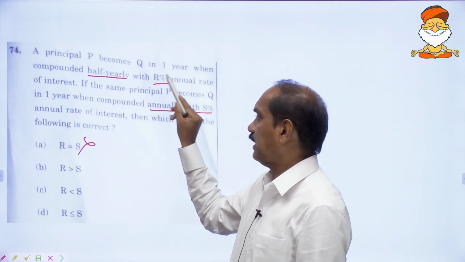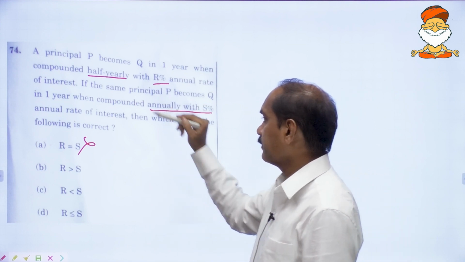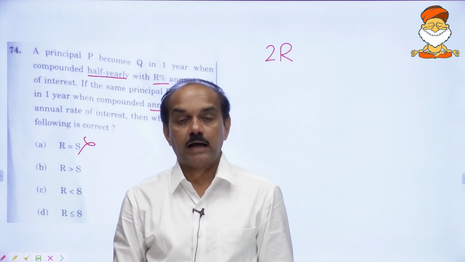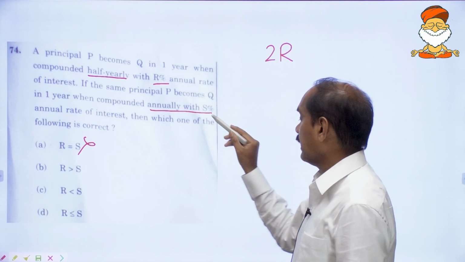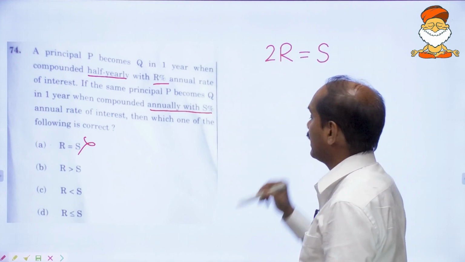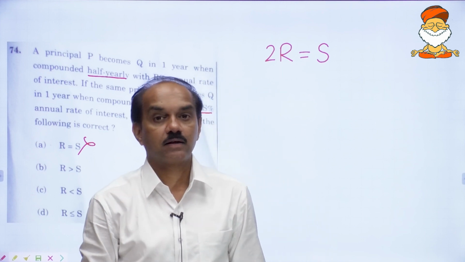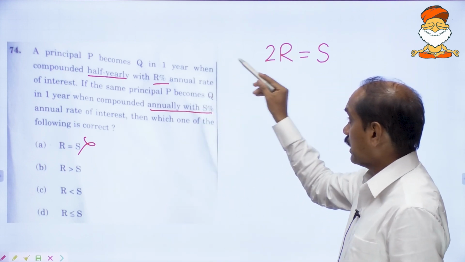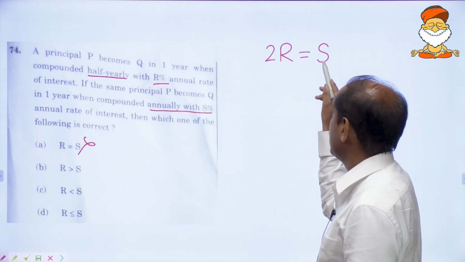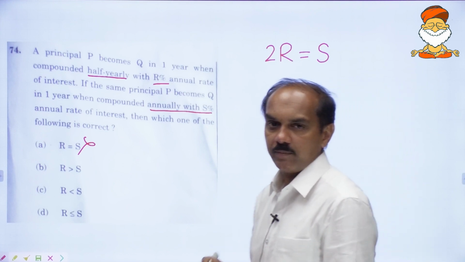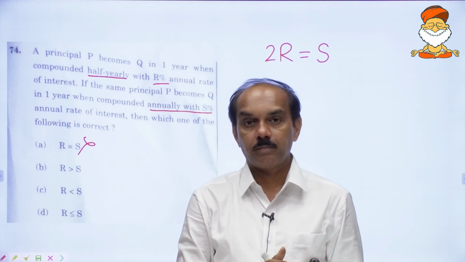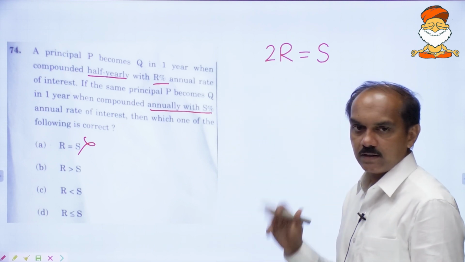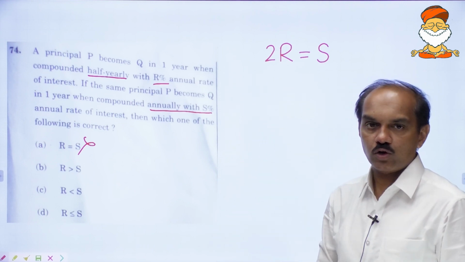Half yearly R, annually means 2R. Half yearly rate of interest is R, annually it will be 2R, and here it is annually S, meaning both are equal to each other because they are giving you the same result. The rate of interest R half yearly, 2R annually, S is already annually, and they are giving us the same result, meaning P is becoming Q in the same period, that is in 1 year of time. So both need to be equal to each other.